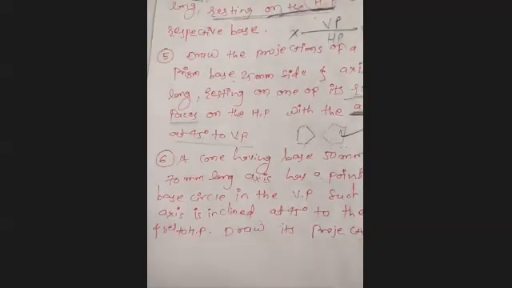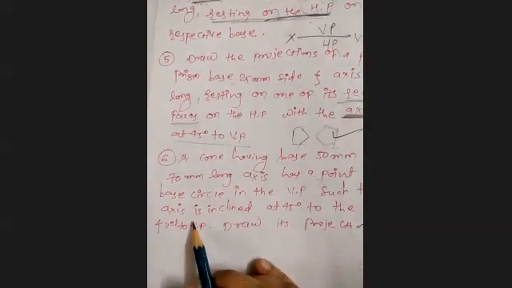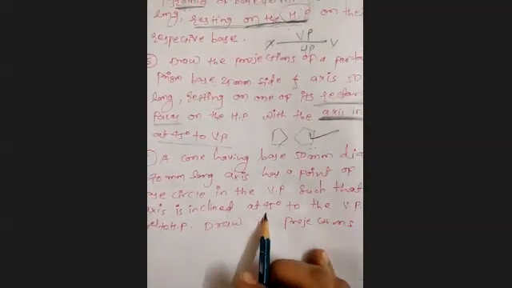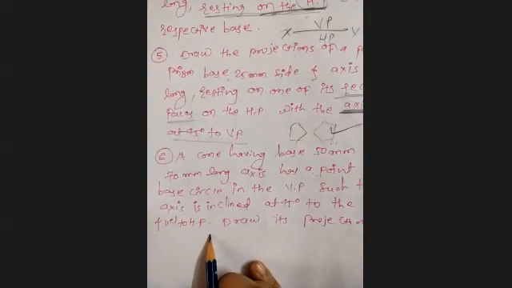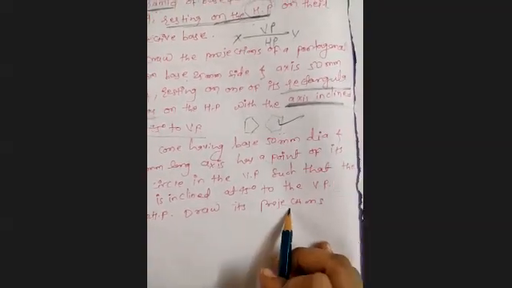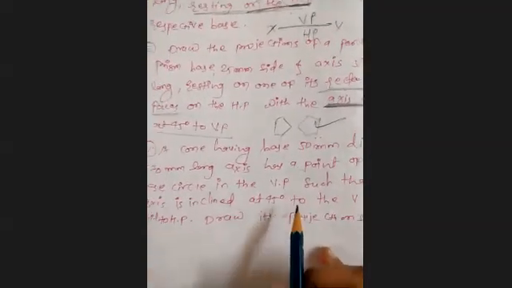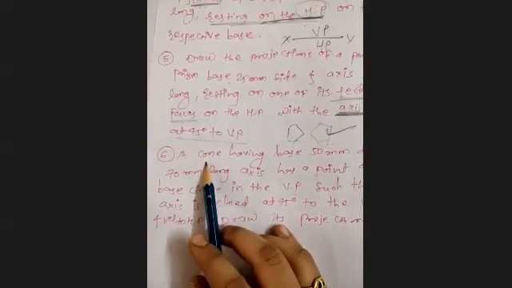Axis is inclined at 45 degree to the VP and parallel to HP. Draw its projection. First of all, guys, please tell me which type of plane.